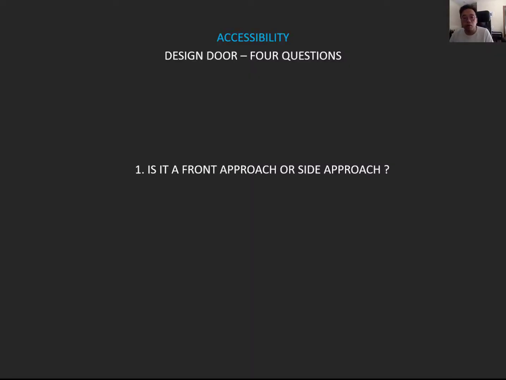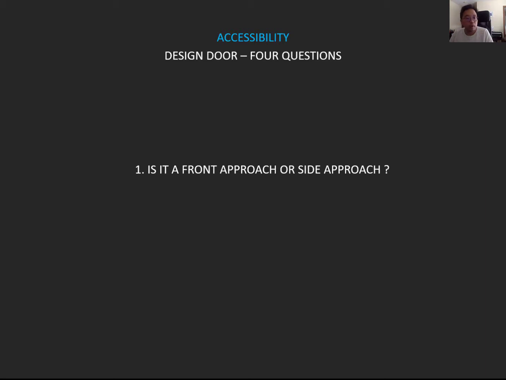Now we talk about the door design. What is the door size? I think many people question how you can determine and adapt the door size for your design. So you have to answer these 4 questions. These 4 questions and answers mostly determine the door size.